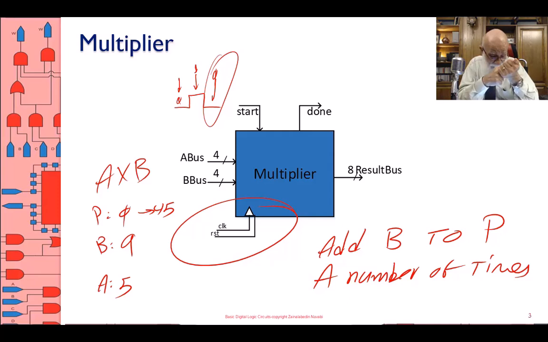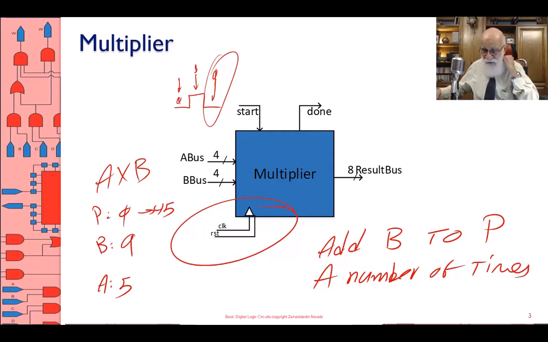Then it says, add B to P. That means P is initially 0, B is loaded in a 4-bit register. Let's add these two things together and put the result in P. But then we have to control how many times this is going to happen. And that how many times has to do with A. So visualize the hardware that we will be designing for this. Without fast forwarding the video, let's think about the hardware.